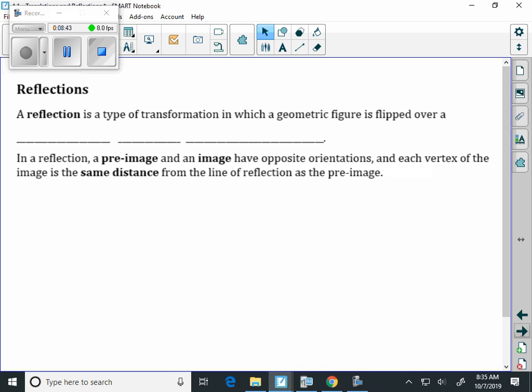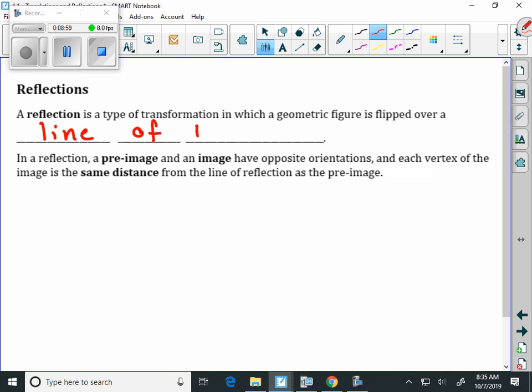Another kind of rigid motion is called a reflection. And a reflection is a type of transformation in which a geometric figure is flipped over what's called a line of reflection. So perhaps the hardest part of this is going to be, can you graph the line that it's reflecting over?